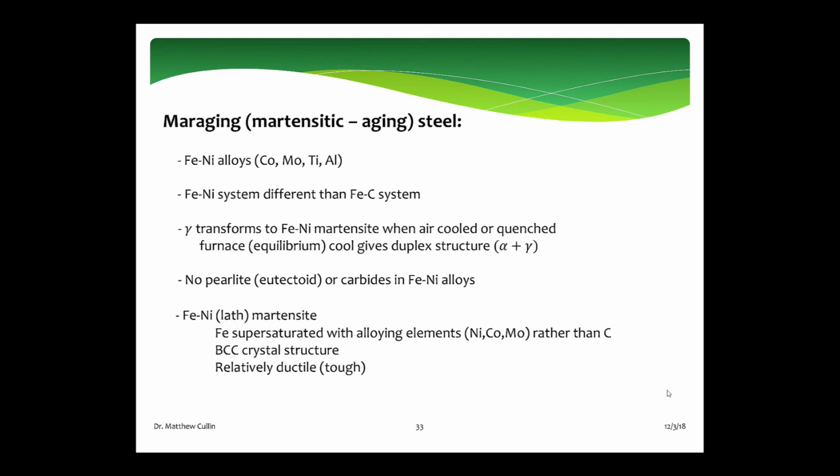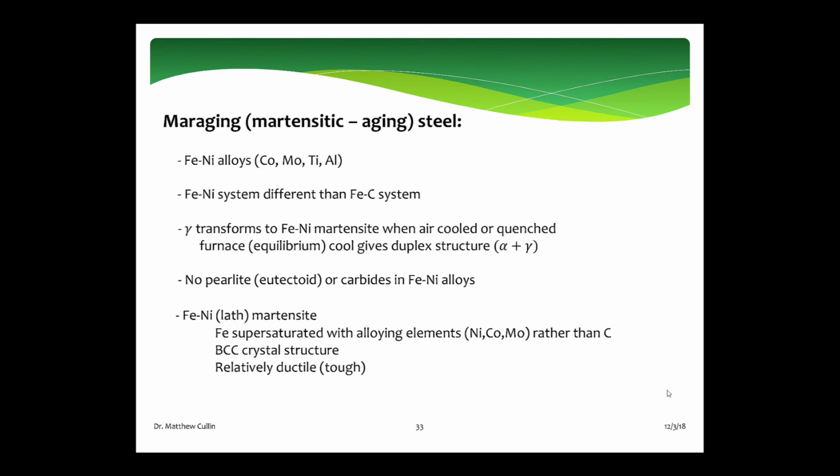Whereas iron carbon martensite, we know that it's very, very hard and very strong, but it's also insanely brittle. So it's way too brittle to actually build anything useful out of it. Iron nickel martensite is actually quite ductile. And so we end up with this duplex microstructure, and we get alpha plus gamma.